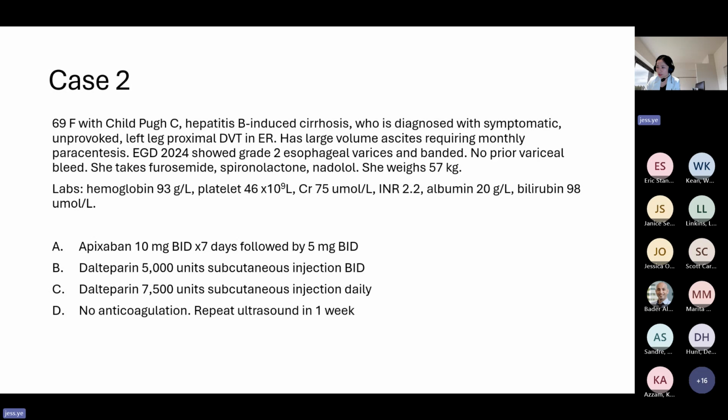Would you anticoagulate this patient for her proximal leg DVT? If yes, what would you choose to start? A is apixaban 10 milligram twice a day for 7 days, followed by 5 milligram twice a day, so the usual initiating loading apixaban regimen. B is dalteparin, 5,000 units twice a day injection, which is close to her therapeutic dose, just a bit under. C is dalteparin 7,500 units once a day, which would be an intermediate dose for this lady. D is no anticoagulation and to repeat ultrasound in 1 week time.